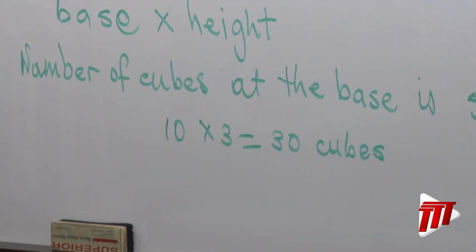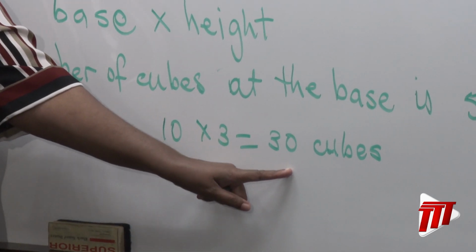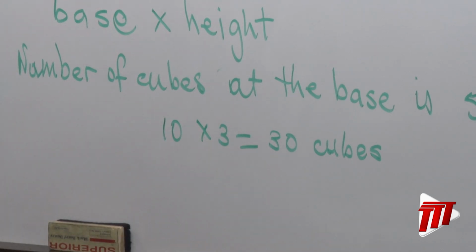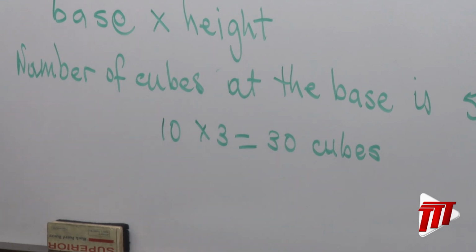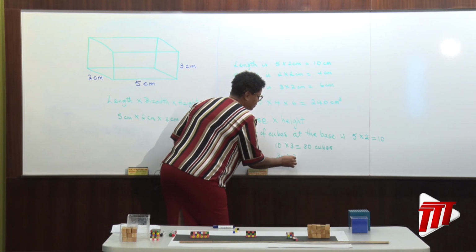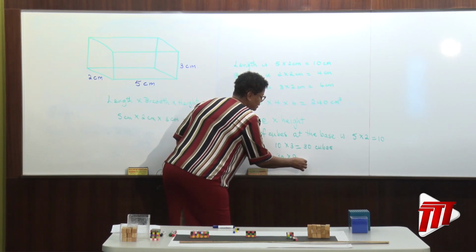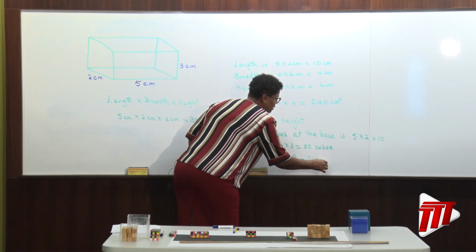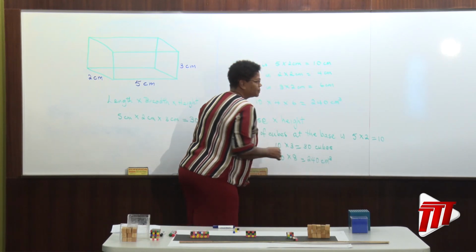To find our volume, we're going to multiply our 30 cubes by the volume of 1 2 centimeter cube, which is 8 cubic centimeters. So we have 30 multiplied by 8, 240 cubic centimeters.